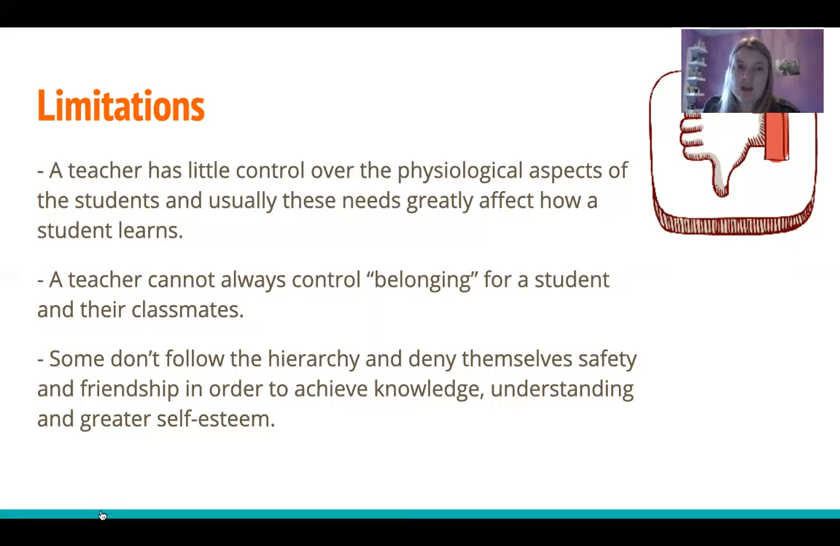Another disadvantage is the fact that they can't control belonging for a student and their classmates. The teacher can foster effective relationships, but they can't always watch over how a student feels belonged by their classmates. And the last one, a major one, is that some people don't follow the hierarchy as Maslow would anticipate, and they deny themselves safety and friendship in order to achieve knowledge, understanding. An example of this would be university students. They sometimes don't eat or don't hang out with friends in order to achieve a high academic status.